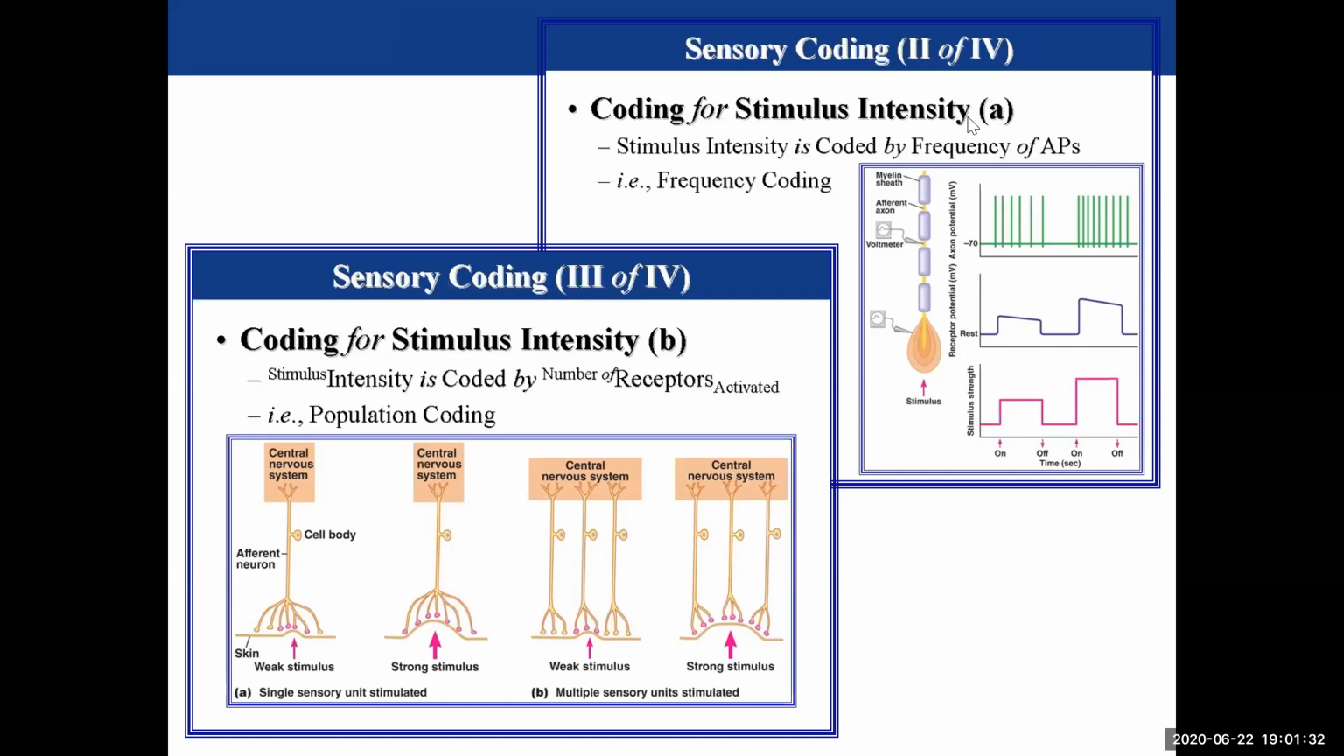Now, in addition to the type, how does the brain decode, for example, the intensity of a stimulus? So coding for stimulus intensity can be done in two ways. Frequency coding.